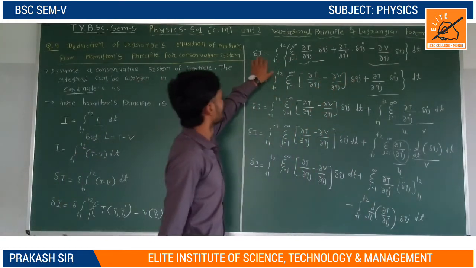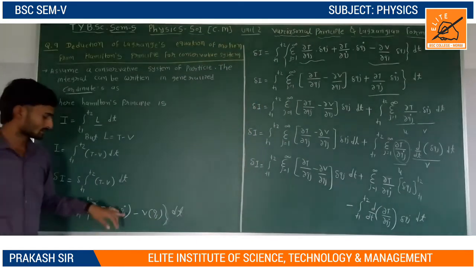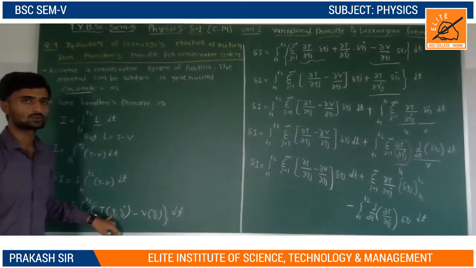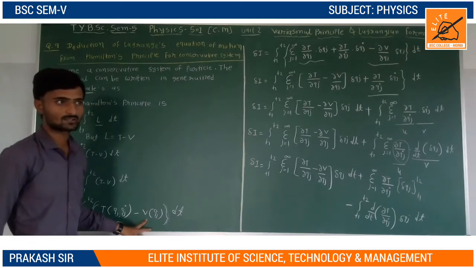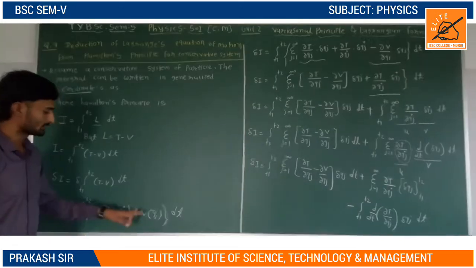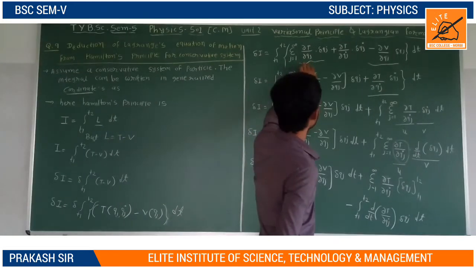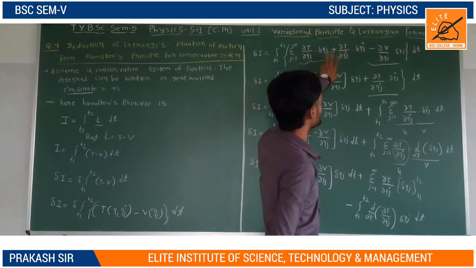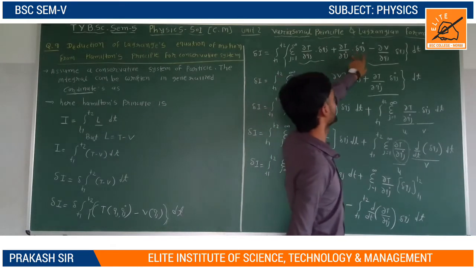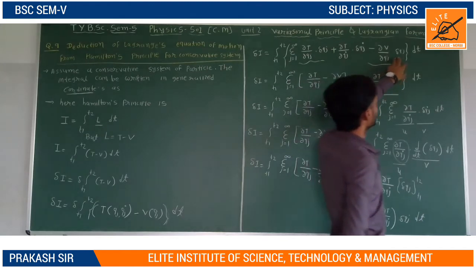Here, kinetic energy T is a function of the coordinates q_j dot, which vary with time, and potential energy V is a function of q_j only. So the action is the integral of T(q_j, q_j dot) minus V(q_j) dt. Now apply the variation delta: ∂T/∂q_j times delta q_j, plus the variation with respect to time, ∂T/∂q_j dot times delta q_j dot, minus ∂V/∂q_j times delta q_j, all times dt.